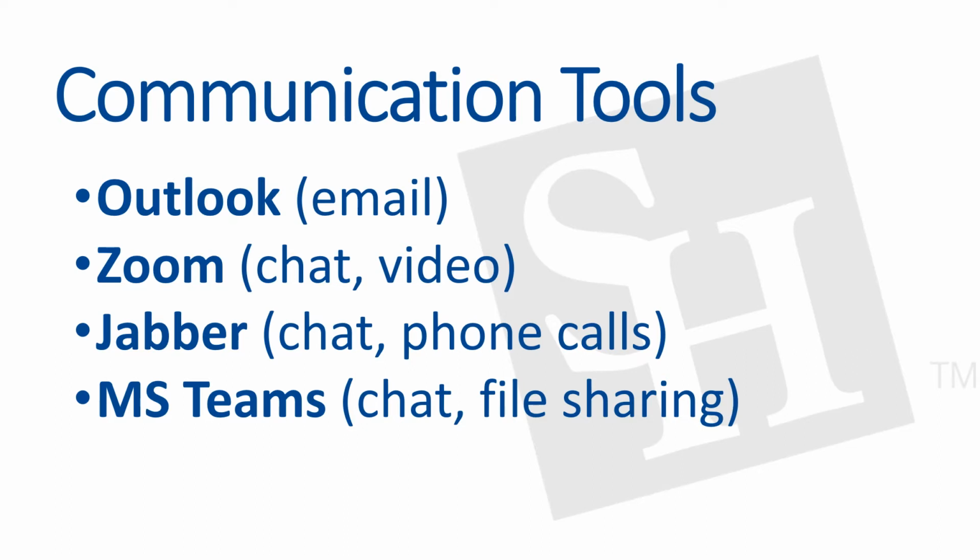Jabber can be used for instant messaging as well. If you install the Jabber app on your cell phone, you can receive work calls on your cell phone. MS Teams can be used for instant messaging, collaboration, and file sharing. We currently use Teams for enrollment management reports, but our office primarily uses Zoom for communication.